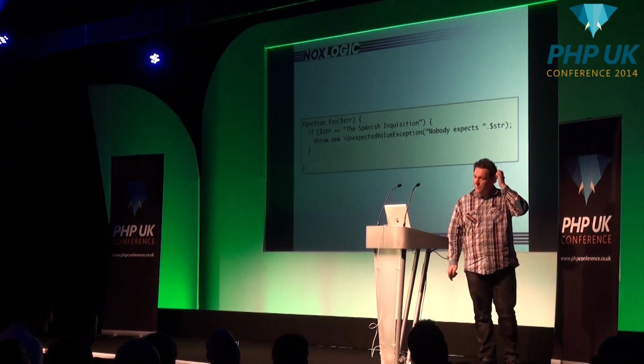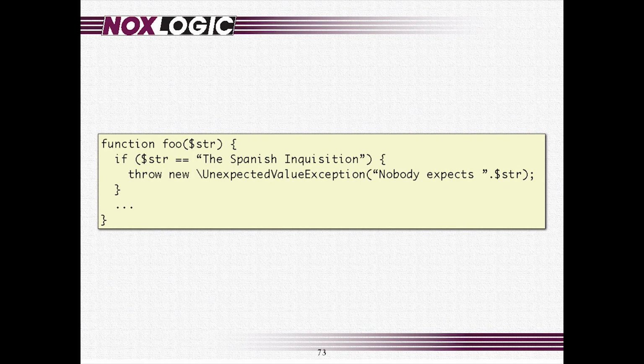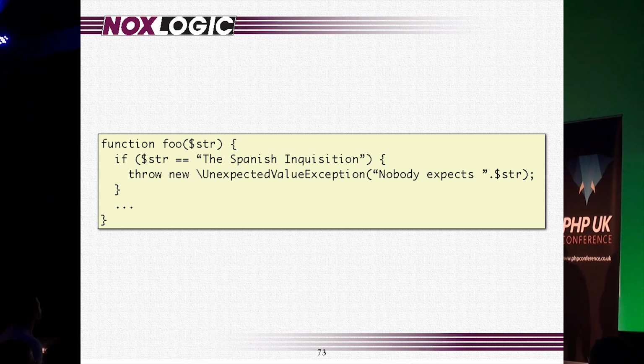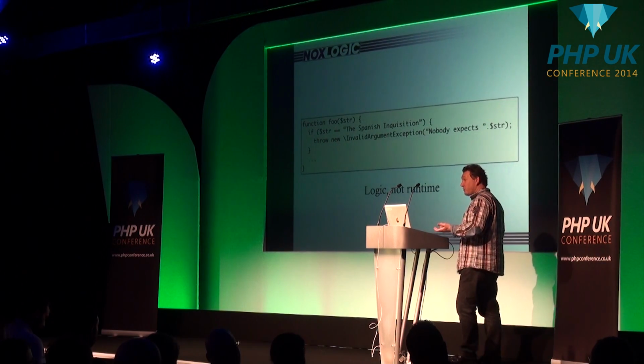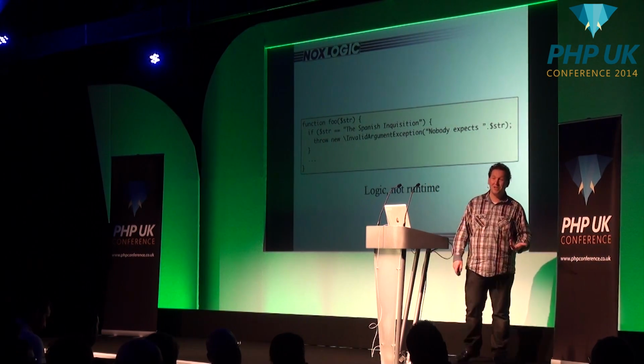For instance, I have a simple method that has an argument string, str, and if that string is the Spanish Inquisition, I throw an unexpected value exception because nobody expects the Spanish Inquisition, obviously. However, this is wrong, because unexpected value exception is the wrong type of exception. It's a runtime exception, and in this case, you have to throw a logic exception. And now, obviously, you want me to explain what's the difference between a logic exception and a runtime exception. If you go on Stack Overflow or any other website, you have two camps. One says this, and the other says that, and nobody agrees with each other.